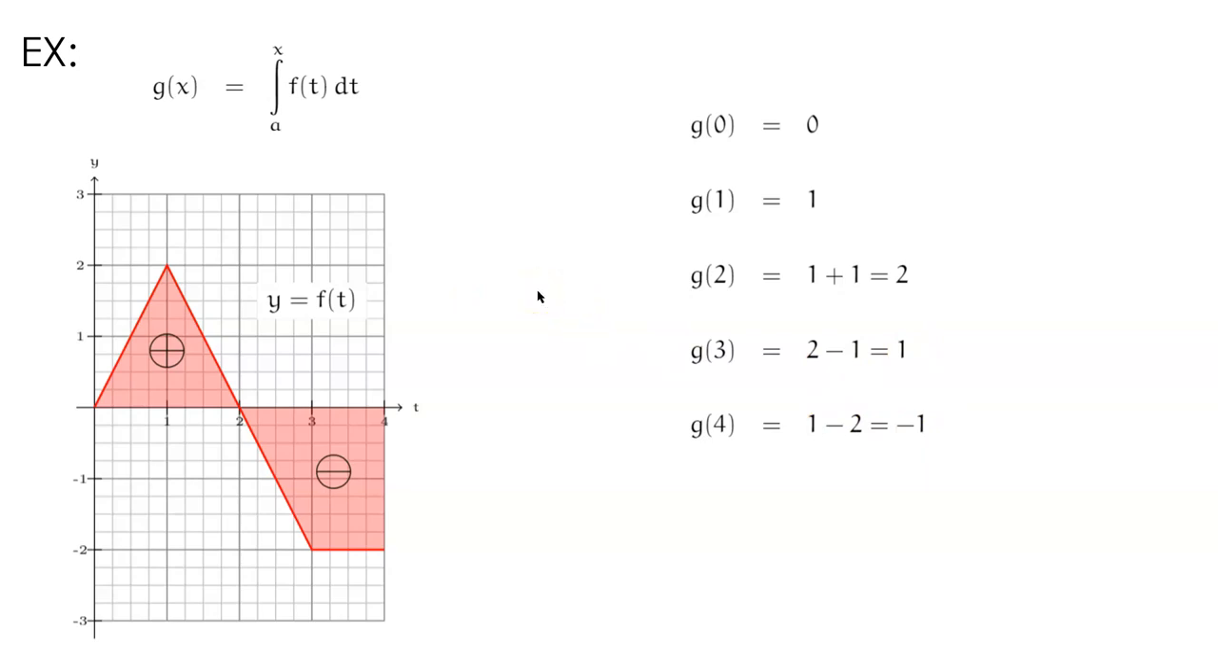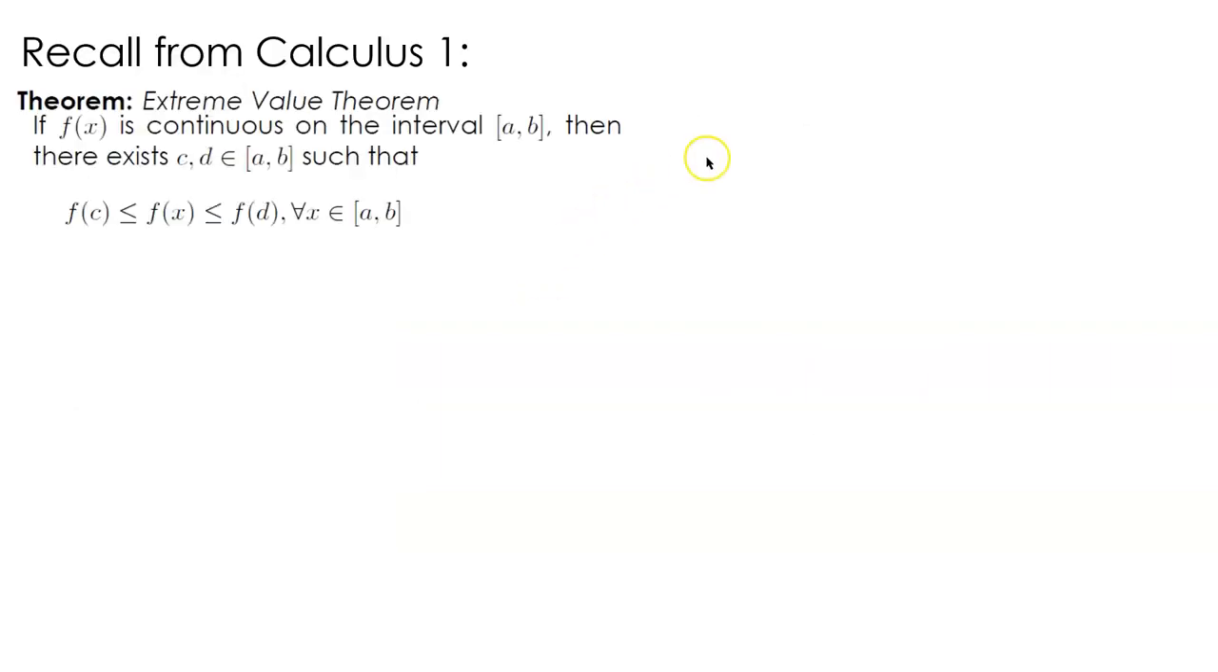So, before I prove this, I want you to recall from calculus the extreme value theorem. If f is continuous on an interval [a, b], then there exist a c and d in [a, b] such that f of c is less than or equal to f of x is less than or equal to f of d for all x, that upside down A means for all x in the interval [a, b]. That just means that f of x has a maximum and it's got a minimum somewhere in the interval.